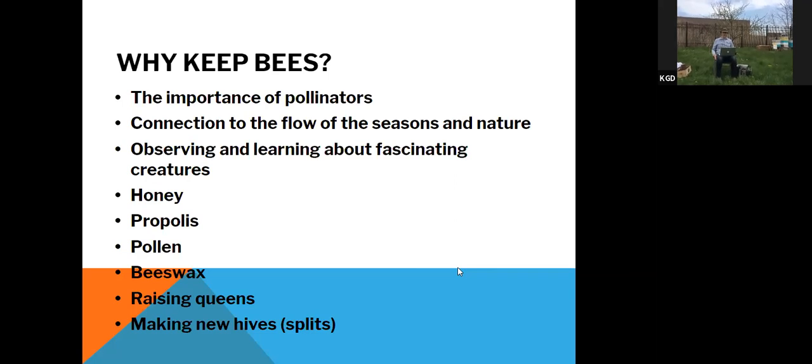And that relates to the next one, observing and learning about these fascinating creatures. We'll get into how the hive works a little bit more, but the hive is a fascinating interconnection of how the queen goes out and mates with drones one time in her life, and how bees make wax, and how bees make honey, and every step of the way, and watching them festoon and doing a split, and watching a bee coming out of a cell for the first time. All those things, it's really fascinating stuff.